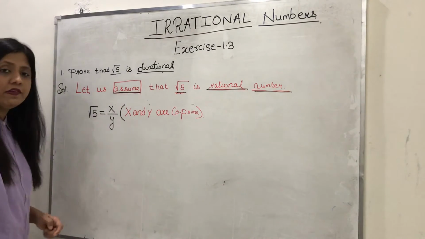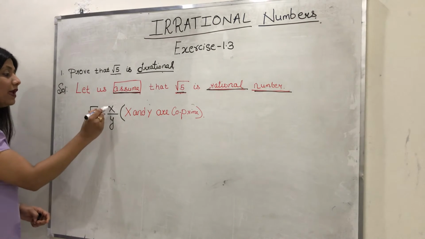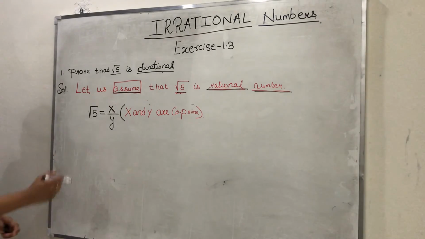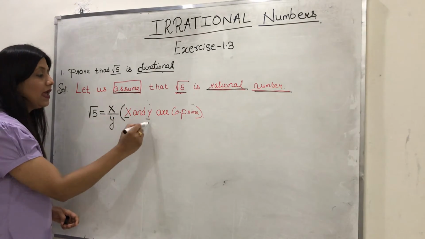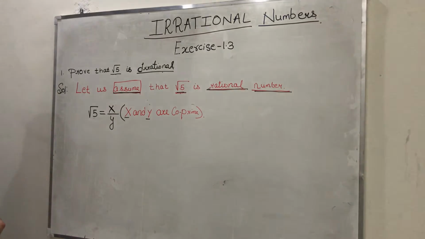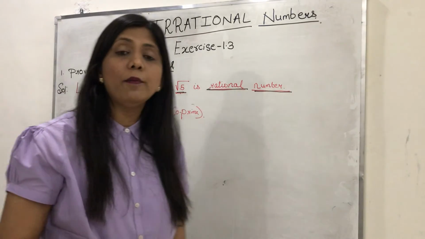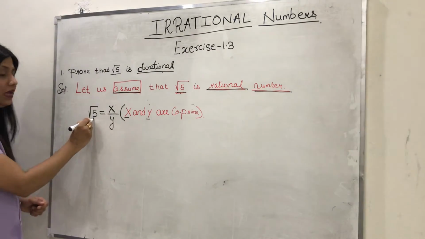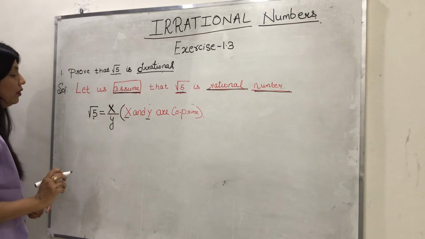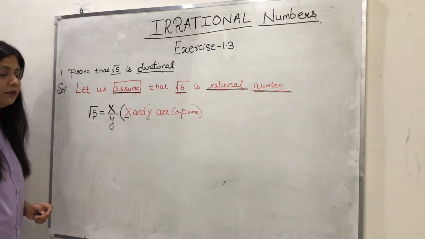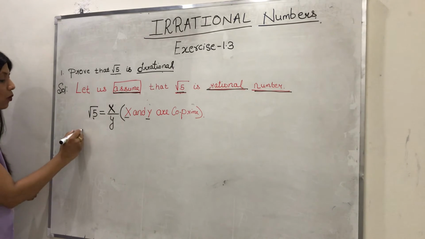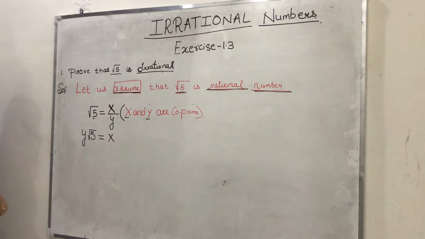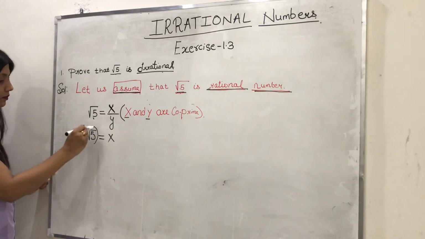Okay, so if root 5 is a rational number, I can write root 5 as x upon y, where x and y are co-prime. Co-prime means they are not having any common factor. So since it is a rational number, we are assuming it, we can write it in p by q form, where x and y are co-prime. Now what I will do, I will shift my y here. So y root 5 is equal to x. Now squaring both the sides.